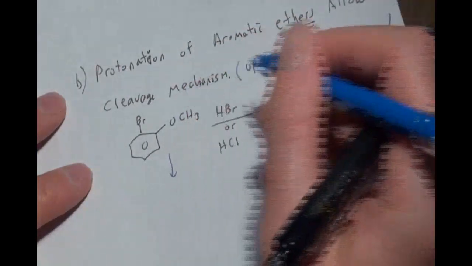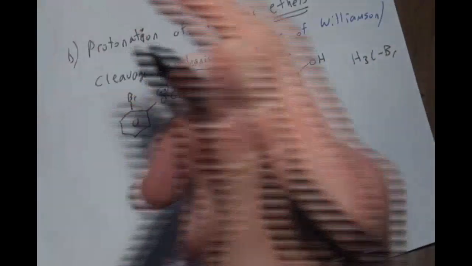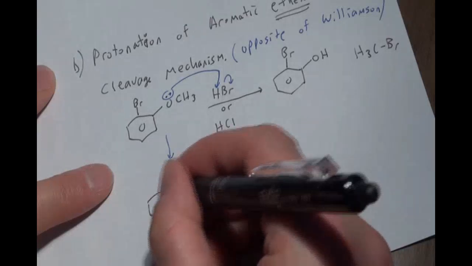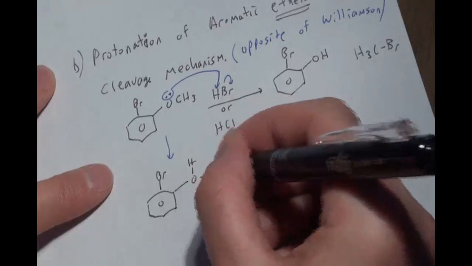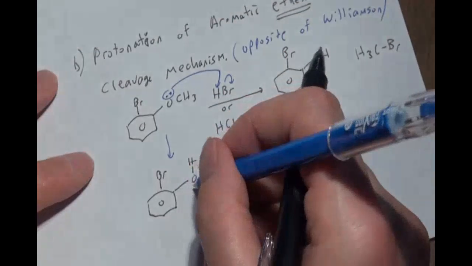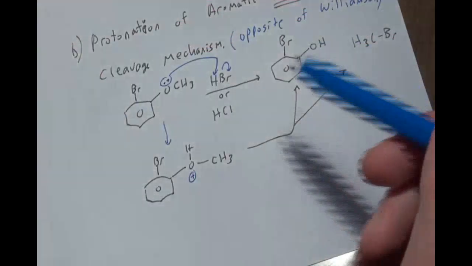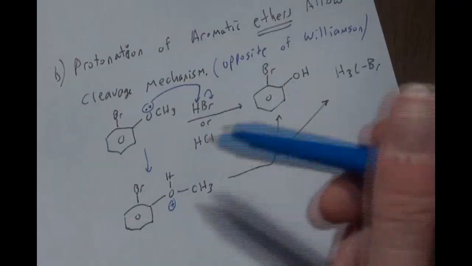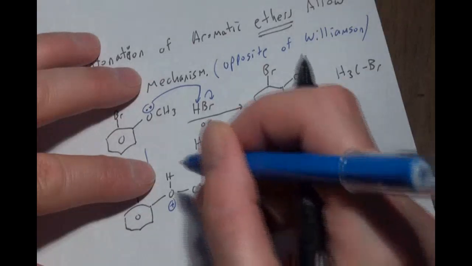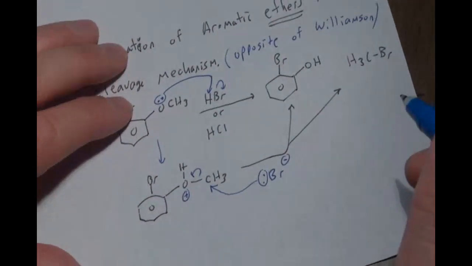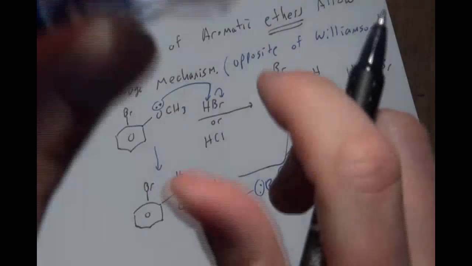This is easy. You just protonate the oxygen. Kick off a Br. And this is totally something that was learned in organic 1. It's pretty easy. You protonate, and then how do we kick it off and form bromomethane? Well, Br minus now attacks and kicks off OH. Okay, so that is that. It's the opposite of the Williamson ether synthesis.